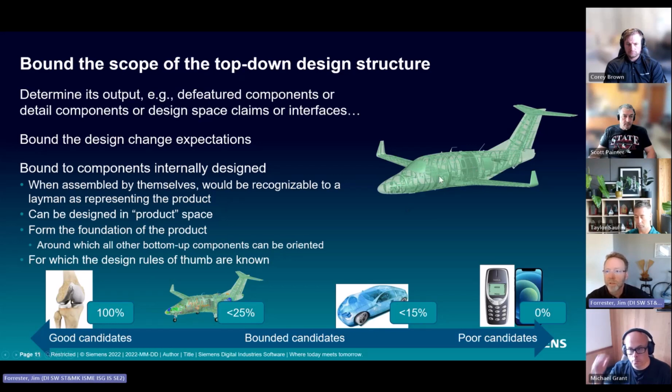You know the design rules of thumb. You know where these things go. You know how they're going to change with primary structure. And this is probably what you're spending all of your time and money on. The rest of the stuff you're buying and are going to orient it around this. All right, so focus on the things you and your team are designing.